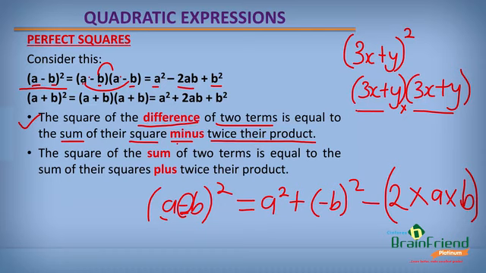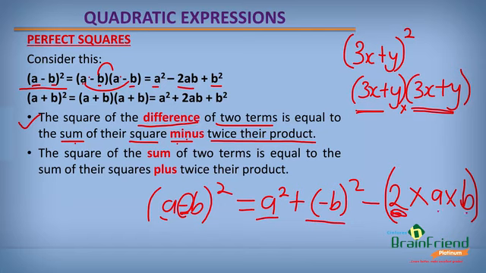So whenever we have a perfect square, that is a minus b all squared, where both terms in the bracket are the same, we don't have to go through the long process. We just say the square of the difference of two terms is equal to the sum of their squares minus twice their product. So a minus b all squared is equal to a squared plus minus b squared, minus twice, 2 times their product. Their product is a times b.